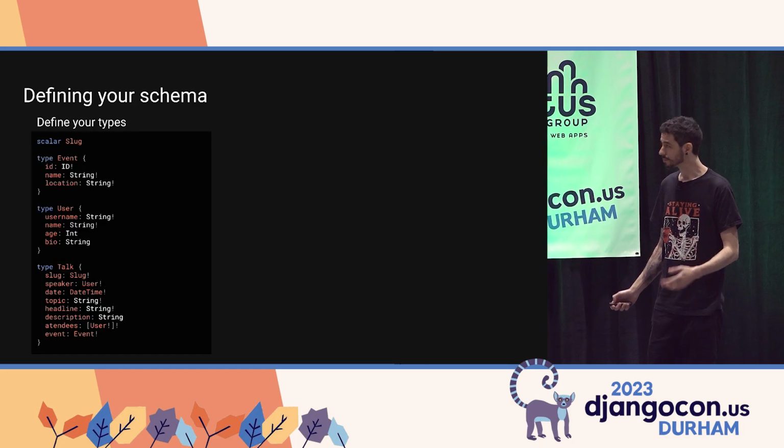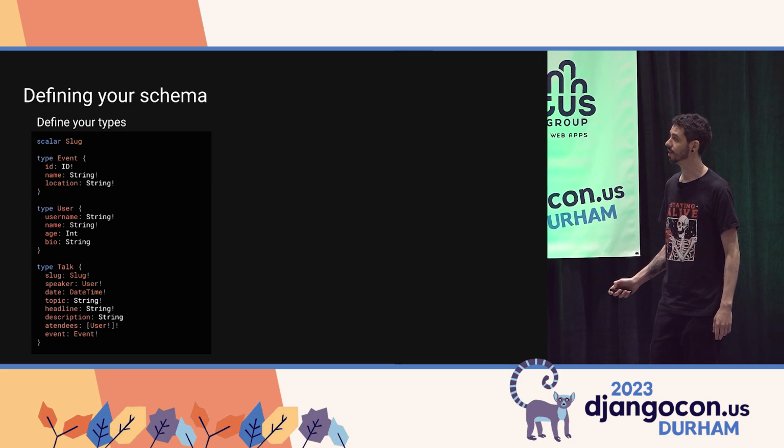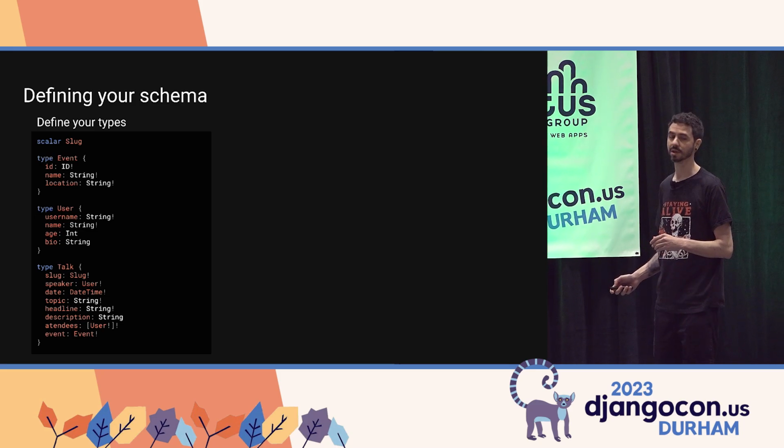So here, you see that I am defining the type event, a type user, and a talk. Those are types, and inside them there are attributes. So the name is a string. The exclamation point here marks that it is mandatory. So if you ask for the name it will be a string, maybe a blank string, but a string. It can't be null.